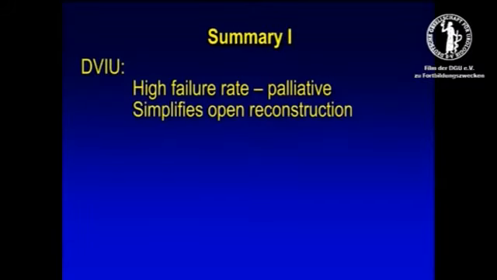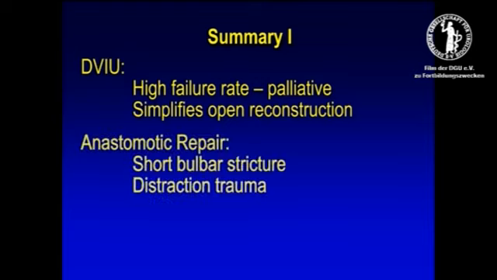In summary, urethrotomy under direct vision has a high recurrence rate, and it should be considered more or less as a palliative management of the stricture and has rare indications. In our department, we use it to simplify the reconstruction, which is performed 3 to 4 weeks after the urethrotomy. Anastomotic repair is used for short bulbar strictures and the treatment of choice for distraction trauma. Referring to the literature, there might be some more sexual disorders after anastomotic repair, and that's why we use it generally in case of distraction trauma only.